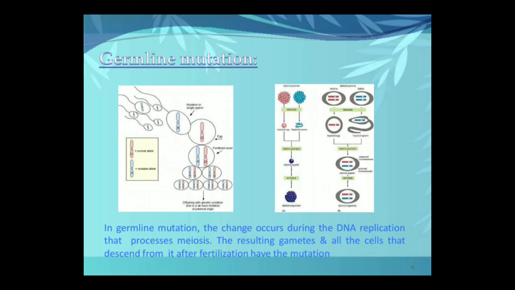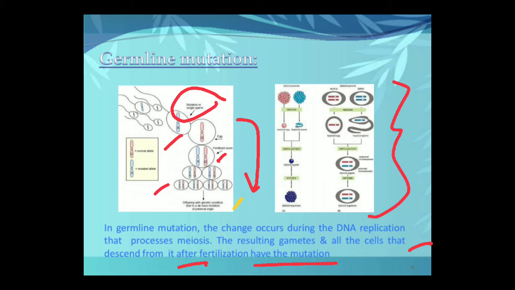So this is how somatic mutation occurs. In germline mutation, the change occurs during DNA replication, in the process of meiosis. The resulting gametes and all the cells that descend from them after fertilization have the mutation. So it mainly affects the gametes during meiosis, and once the mutation has occurred in the step of cell division, it is carried into the fertilized gametes also. After fertilization, the offspring carry the mutated property. That is the definition of germline mutation.